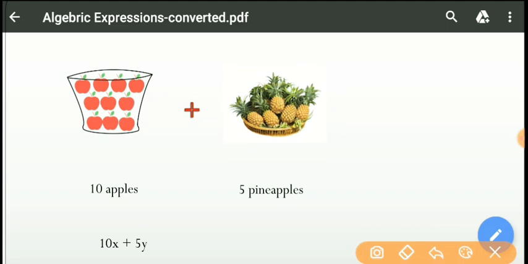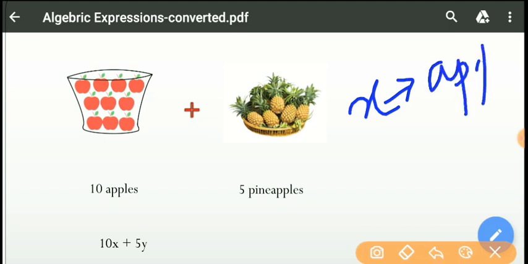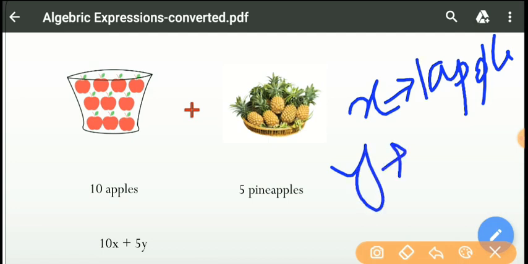Now if we consider one apple as x, let me write, one apple as x, and y means one pineapple. Then what would happen? 10 apples means this one is x, this one is x, this one is x, and so on. So how many x's are there? Yes, of course, 10 x's are there. So that's why I'm writing here 10x.